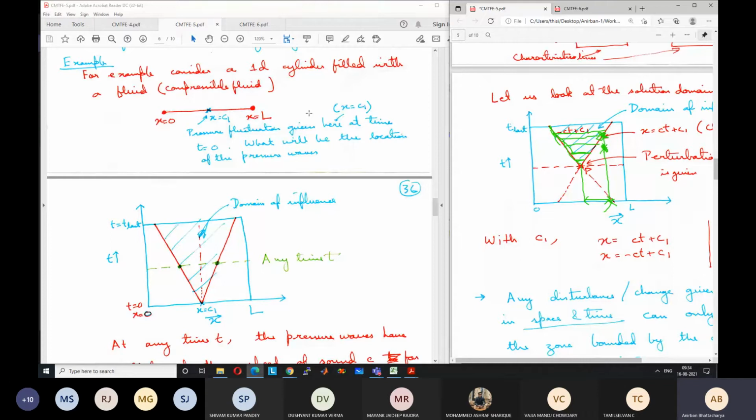Can any information pass faster than the speed of sound? We know that information cannot pass faster than the speed of sound. Sorry, speed of light. No information can pass faster than the speed of light. So then at what time will the other side start moving, if I have a solid object and I start pulling one side?